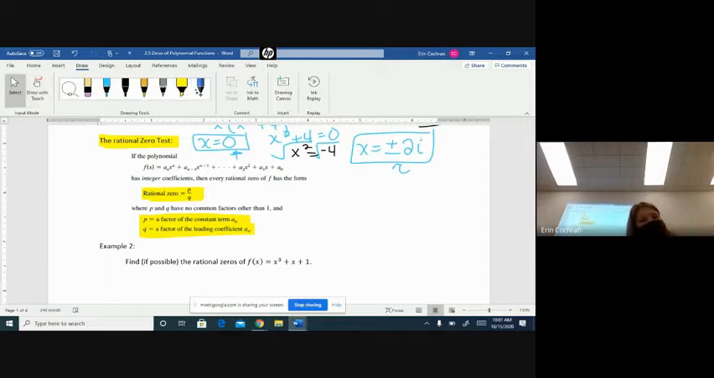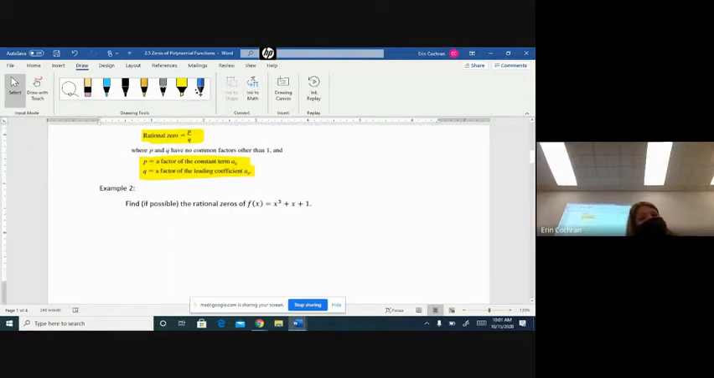So let's look at this one. Find, if possible, rational zeros of f of x equals x cubed plus x plus 1. So right now, we could have a possible how many zeros?